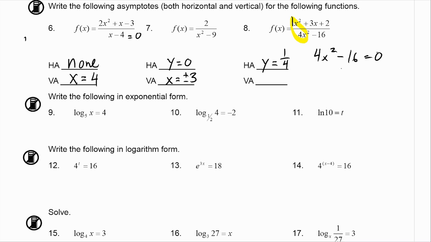I see that both are divisible by 4, so I could say x squared minus 4 is going to be equal to 0. x minus 2 and x plus 2 are going to be our values for the vertical asymptote. So x is going to be equal to plus or minus 2.